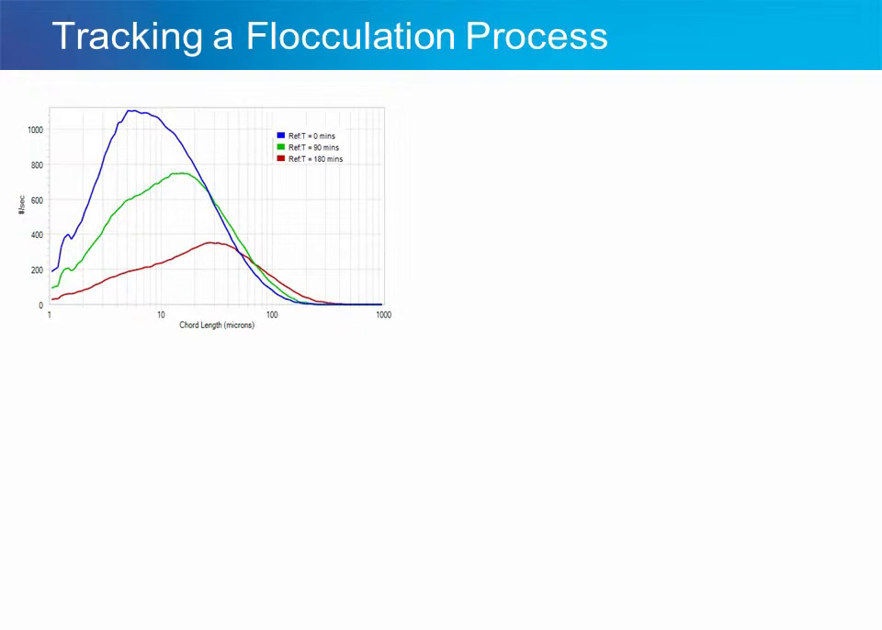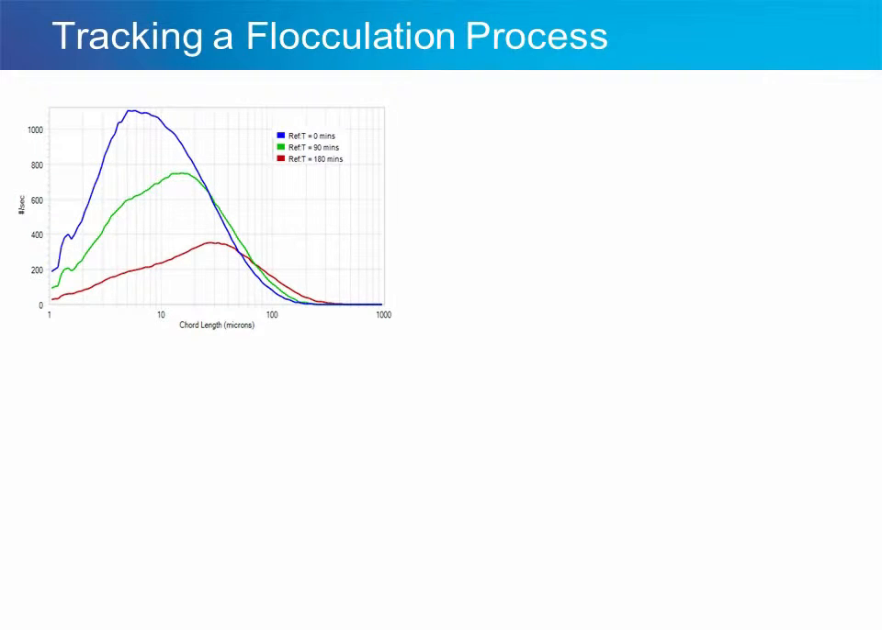So here we're actually going to look at how the FBRM probe tracks a process that's flocculating. The fundamental measurement of the FBRM probe is a chord length. And a chord length is simply a measurement of a particle that's related to the particle size. What we do is build up a distribution of these chord lengths that are associated with the number, or the count, of chord lengths measured.